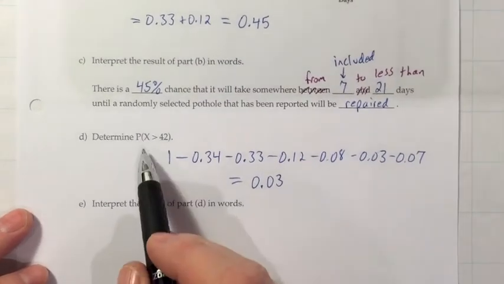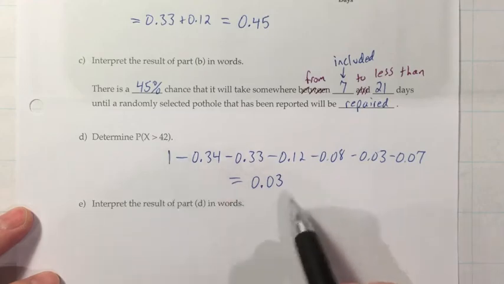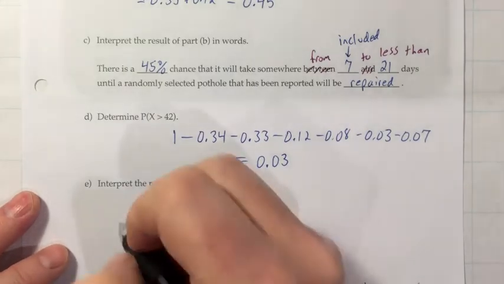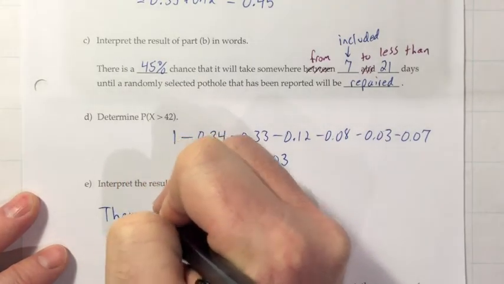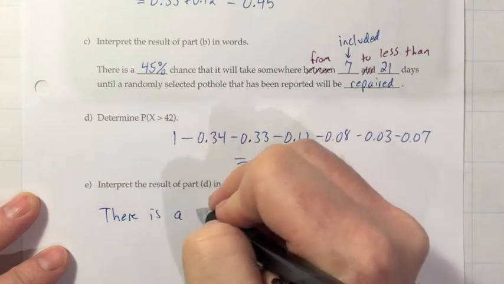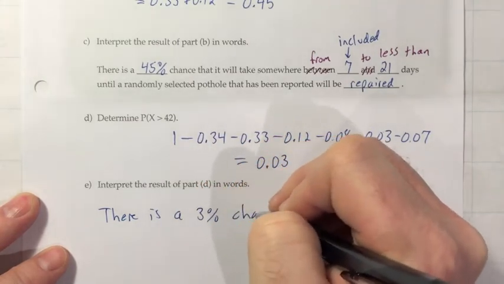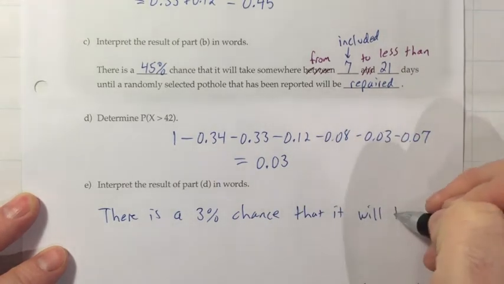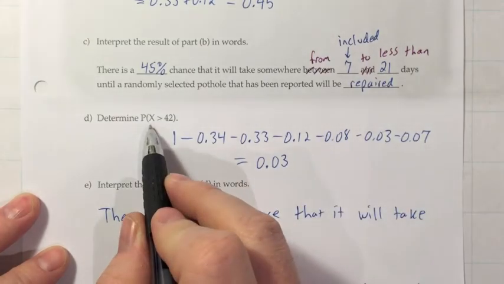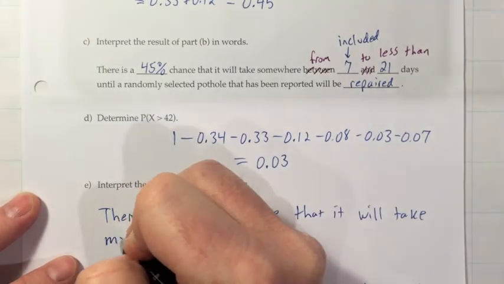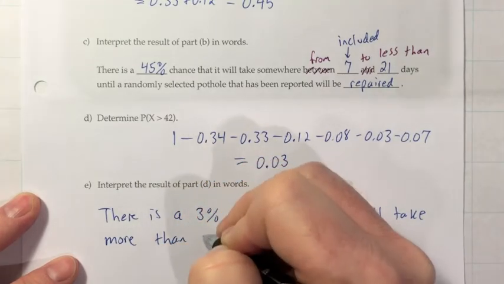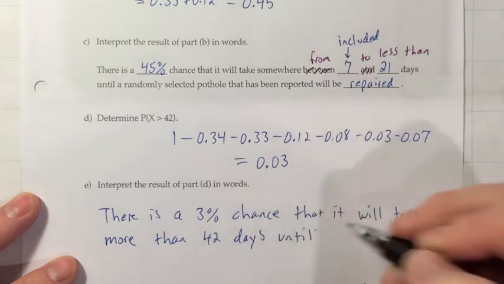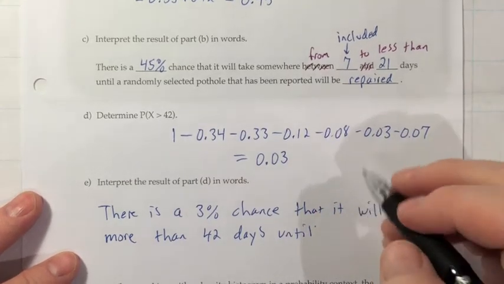So we're talking about the probability of the time it takes to fix a pothole, and we're saying it's about a 3% chance. So kind of going off the model from right there, there is a 3% chance that it will take, let's see, this is the time it takes, more than 42 days, so it will take more than 42 days until a randomly selected pothole that has been reported will be repaired.